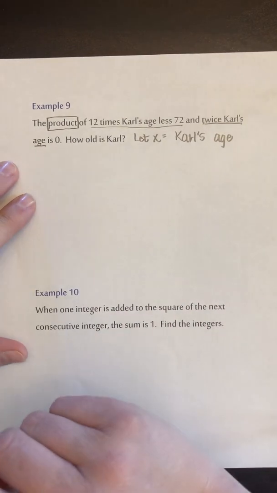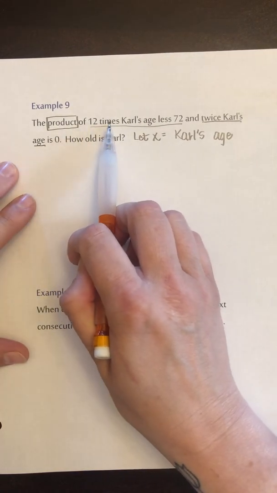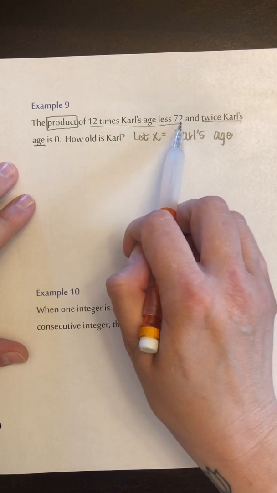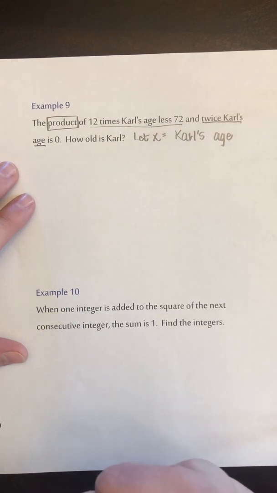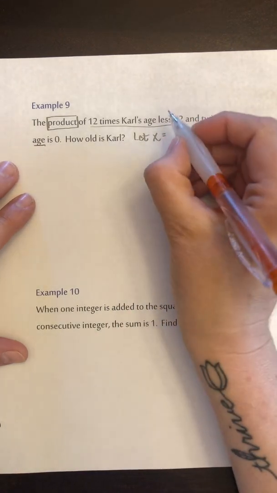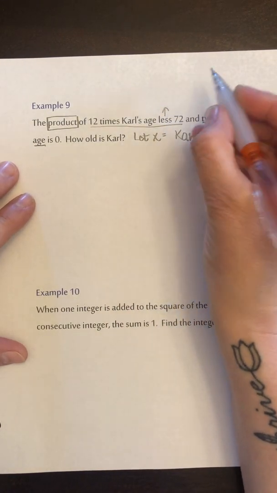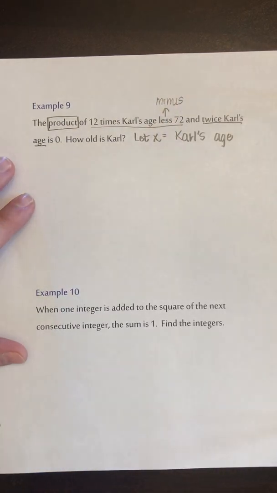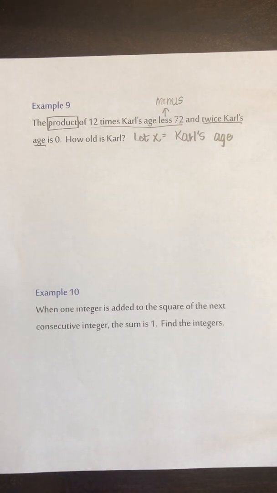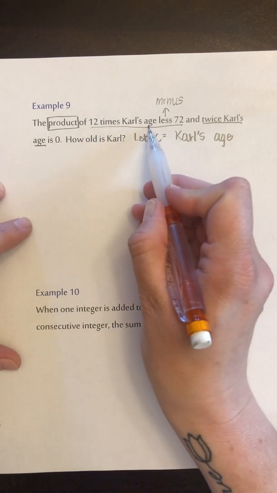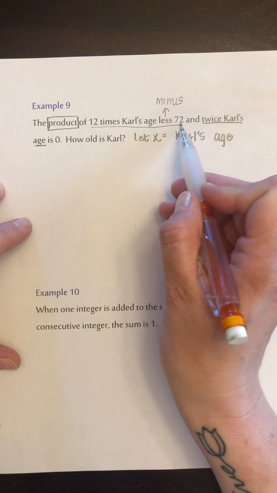Let's start with the first one. 12 times Carl's age less 72. You know, in the last problem we had the phrase "less than," and we flipped. This is just the word "less," and when we talked about this in an earlier chapter this year, I told y'all that the word "less" by itself, without having "than" behind it, just means minus. So this is like 12 times Carl's age minus 72.